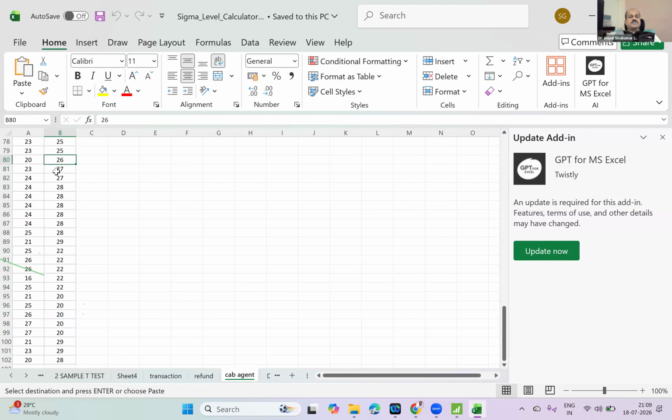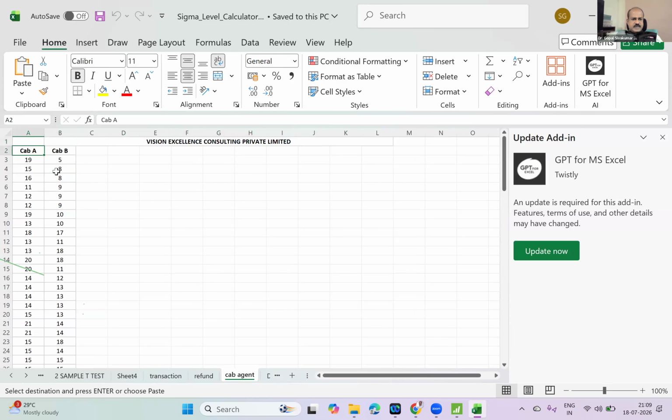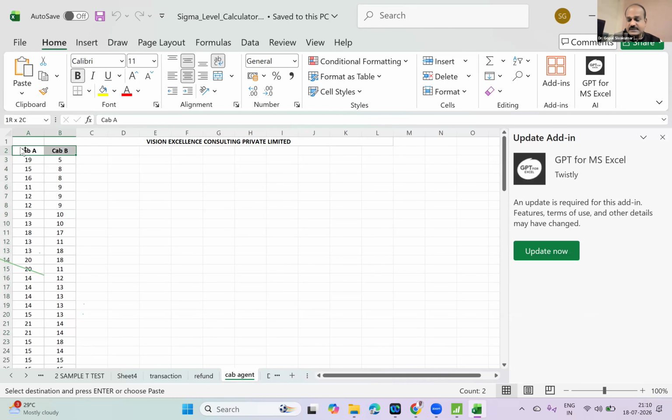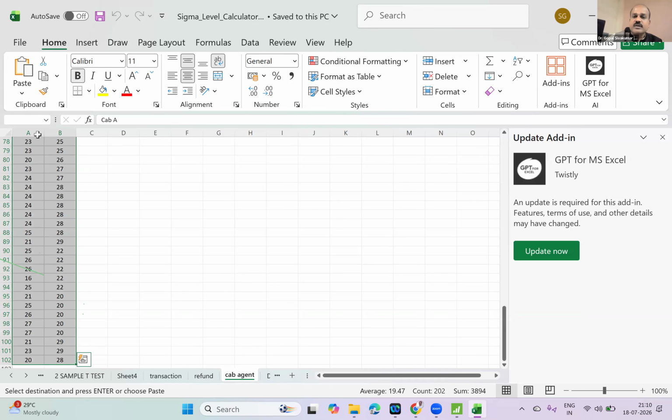Now please tell me, all of you. Are you seeing my Excel sheet? There are cab agents A and B. Can you see cab agent A and B? Every time a cab is booked, cab A responds or sends the cab within this many minutes. Cab B takes this much time. Now you have to find out whether cab A and cab B are performing at an equal level, or is there a difference between A and B? What do you think, all of you?